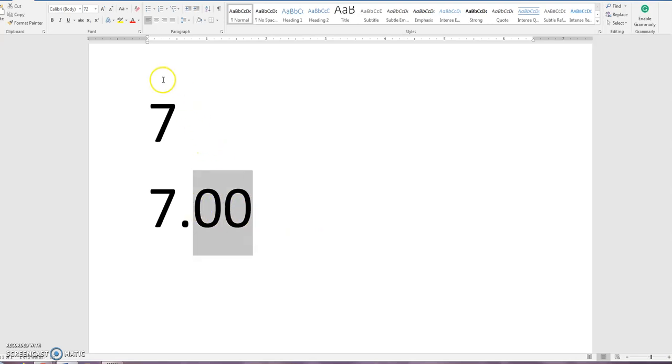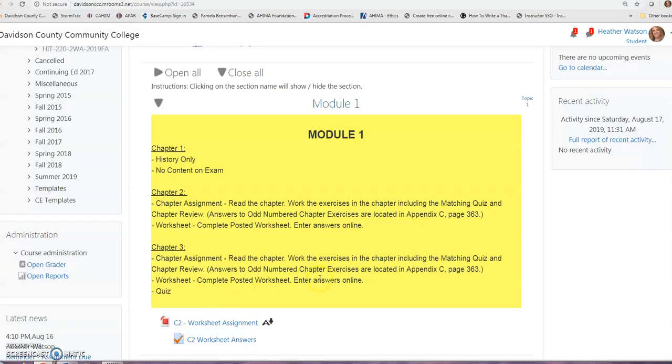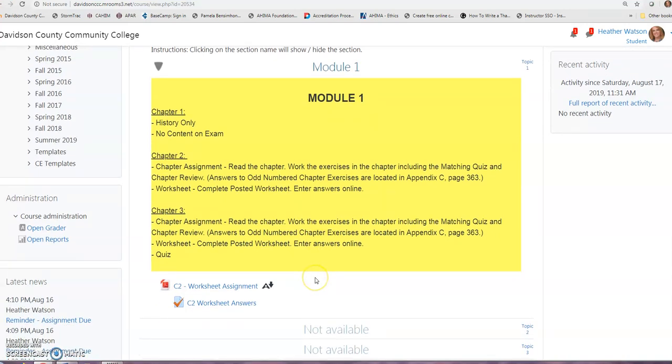Doesn't change anything. It's still a whole number. These 2 zeros represent a placeholder, and so if you go back through your worksheet and you find out that you missed one because of this, that's why. The answer is still 7, but the better answer is 7.00 because you were asked to have your answer shown to 2 places past the decimal. So I hope that makes a little bit more sense on the things that I saw on the worksheet that you guys may need to go back and review.